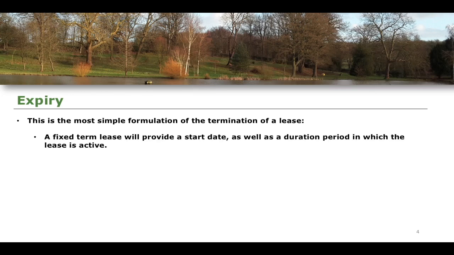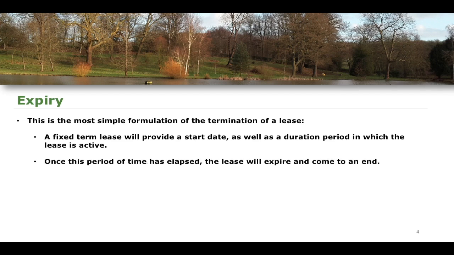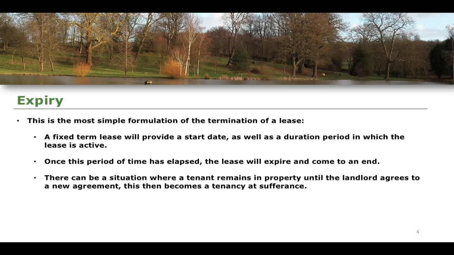A fixed-term lease will provide a start date as well as a duration period in which the lease is active. Once this period has elapsed, that time will expire and the lease will come to an end. There can be a situation where the tenant remains in the property and the landlord agrees to a new agreement. Before a new agreement is made, obviously the tenant becomes a tenancy at sufferance, something that we looked at in the previous lesson. But then when they get a new agreement in place, this turns back into an ordinary leasehold agreement.